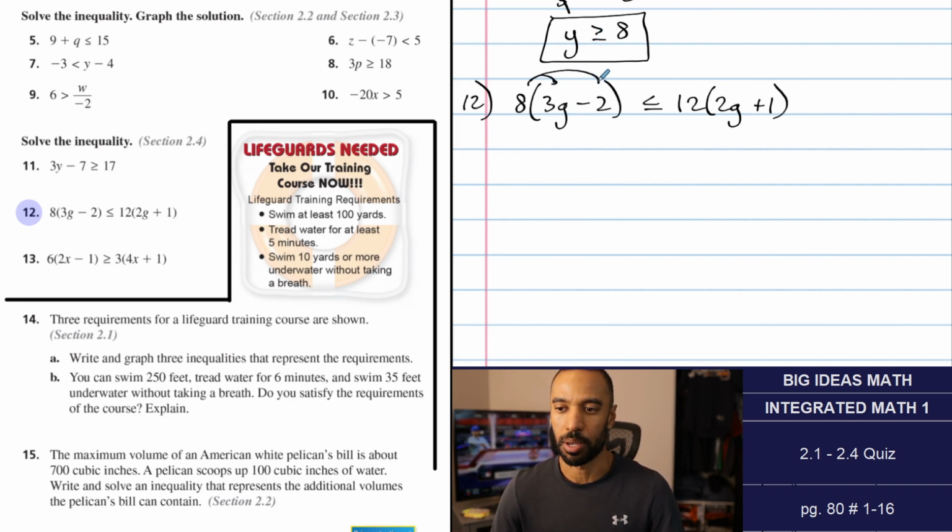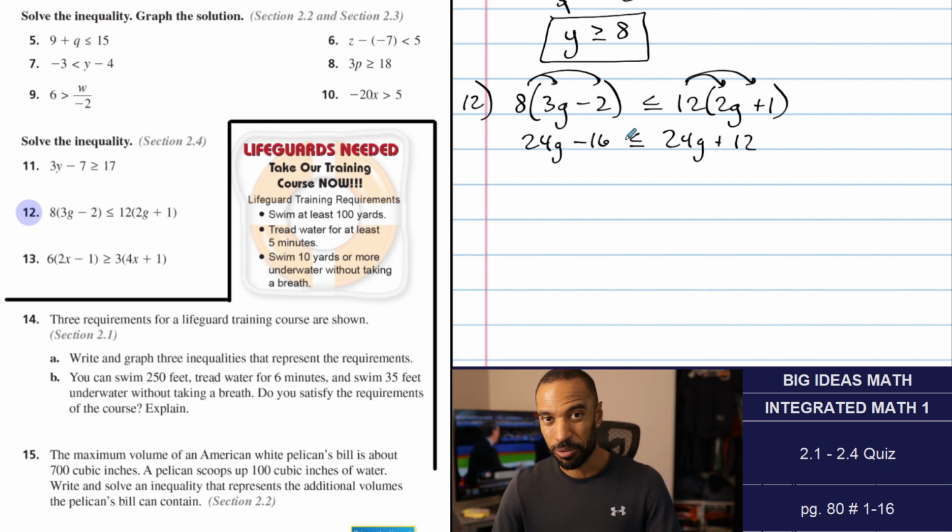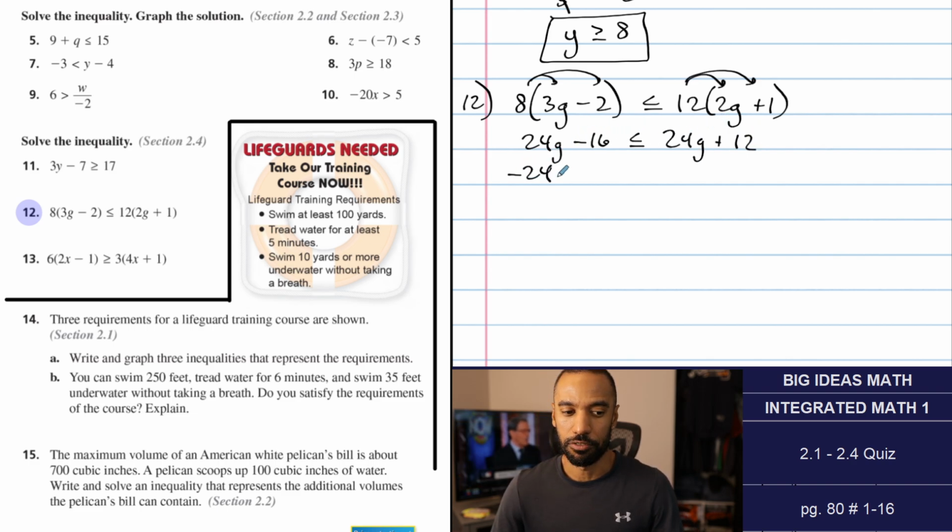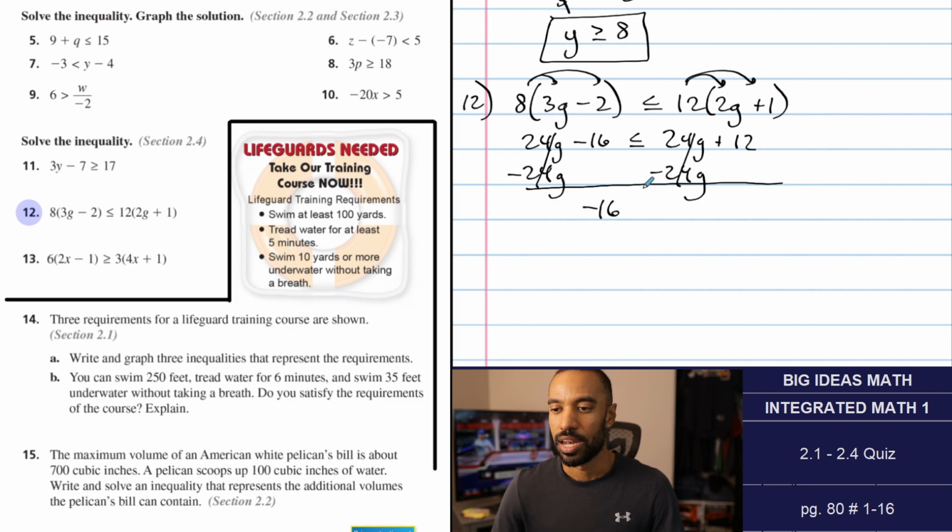Because what's going to happen here is I'm going to distribute 8. We get 24g minus 16. I distribute 12 here. We get 24g plus 12. Do you see it now? If I subtract 24g from both sides, suddenly no more g's. You're just left with an expression, or an inequality, I should say, that states negative 16 is less than or equal to 12.